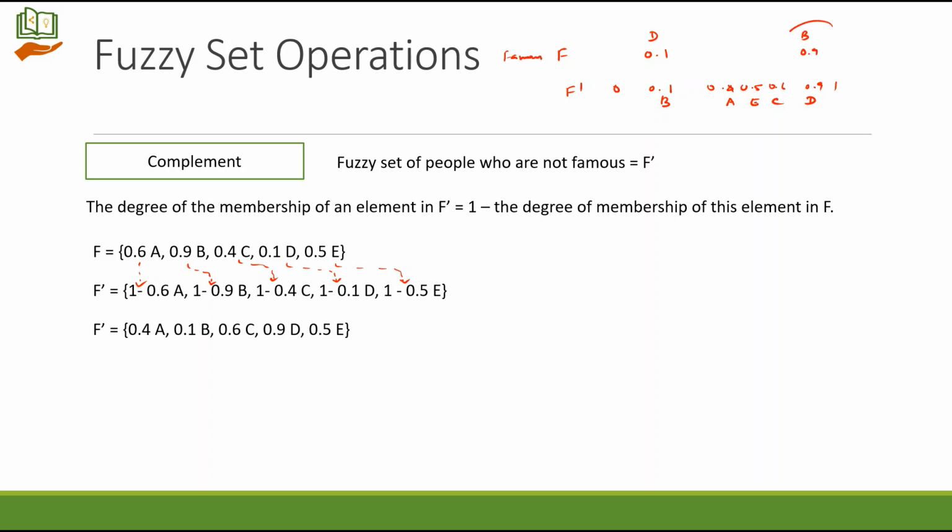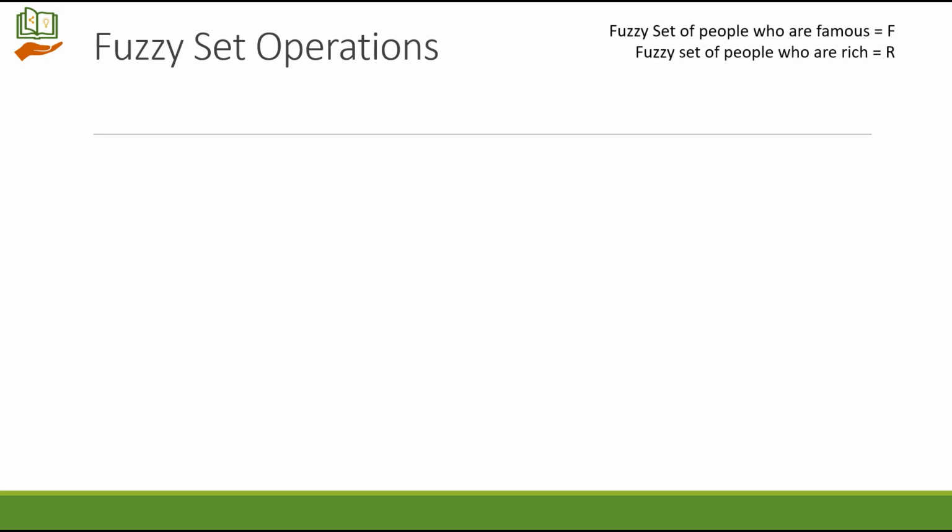We had the most famous person as person B. Here, these are the people who are not famous. In this list, who is having the least value? B is having the least value. In the not famous list, who is actually scoring more? This D person is scoring more. Now we'll move on to the next set of operations.